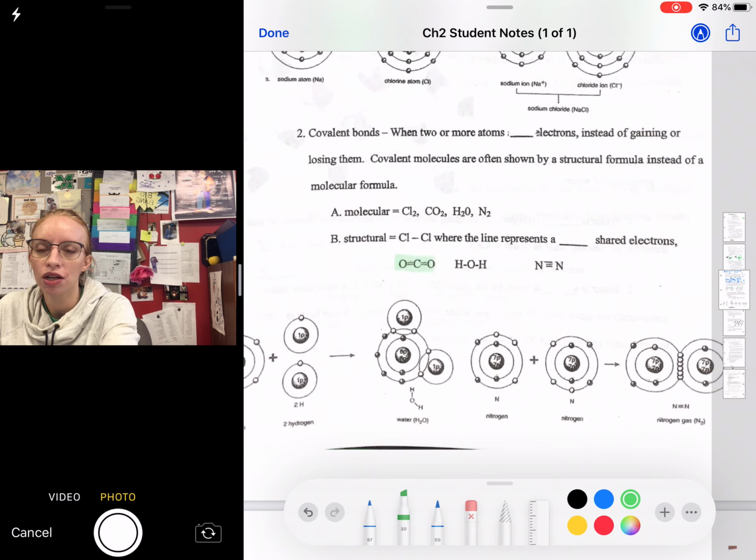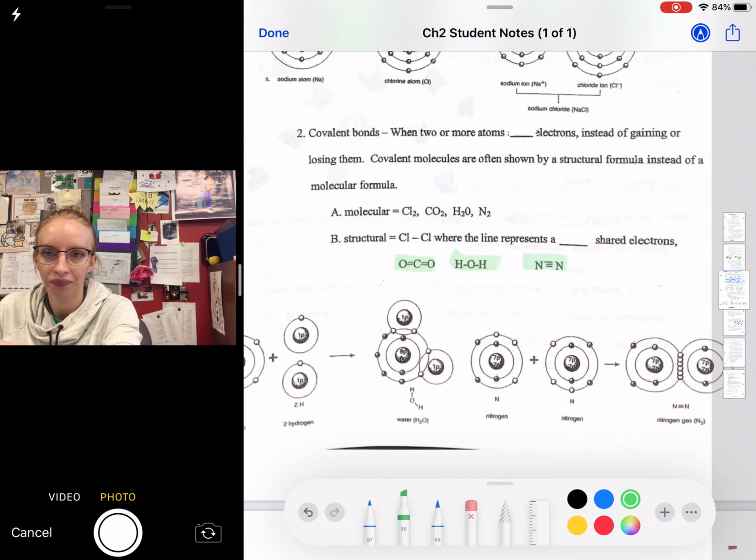So here you see that each oxygen has a double bond to the carbon, because carbon needs 4 bonds total, and it fills those by double bonding with oxygen. So each oxygen will share 2 electrons with the carbon, and carbon will share 2 electrons with each oxygen. Here, hydrogen is sharing 1 electron with oxygen, and oxygen will share 2 electrons, 1 to each hydrogen.